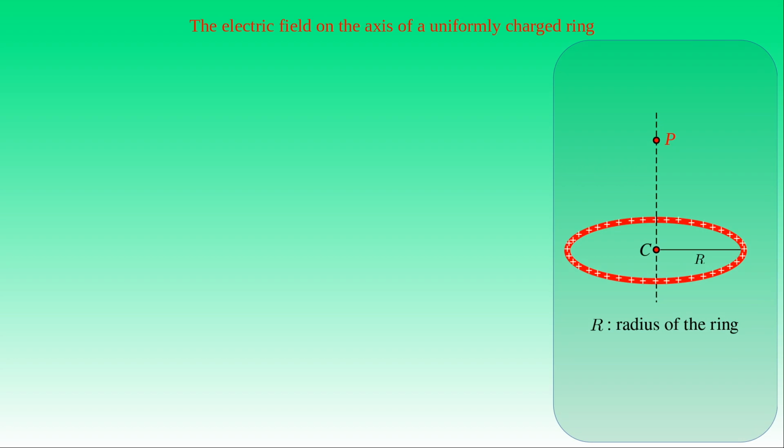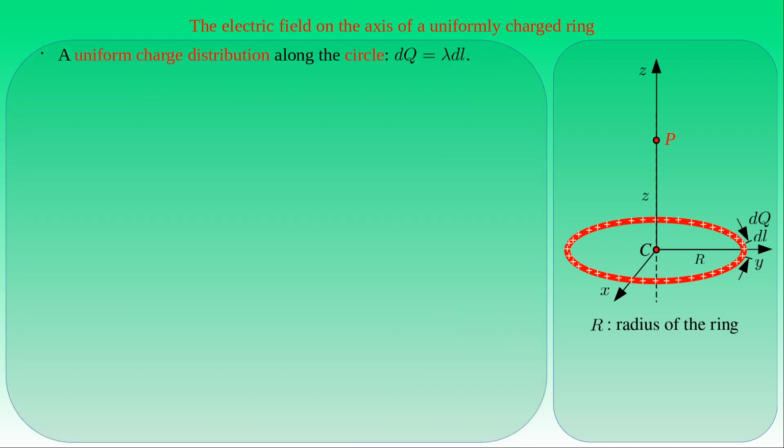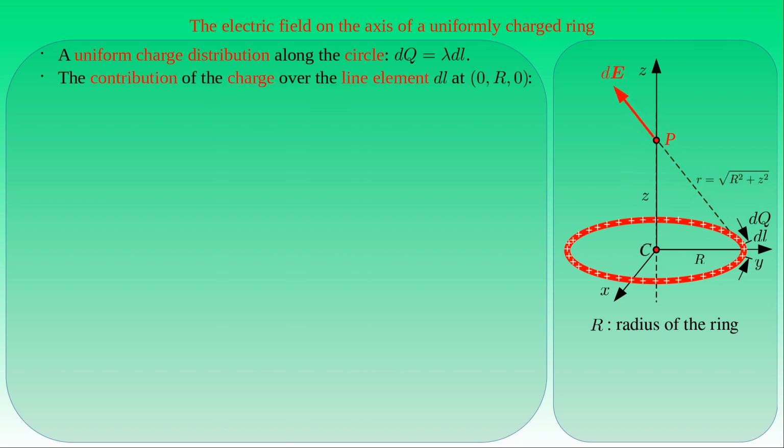We choose the center C of the circle as the origin of a Cartesian coordinate system, such that the z-axis is perpendicular to the plane of the circle. Here the distance of the point P from the plane of the circle is given by the z-coordinate. For a uniform charge distribution along the circle, the infinitesimal charge dq in a small line element dl of the circle at its intersection with the y-axis is equal to the product of the constant charge density lambda and the line element dl. Then the contribution dE of the charge element dq on the circle to the magnitude of the electric field E is given by 1 over 4 pi times epsilon naught, times the ratio of lambda times dl to small r squared.